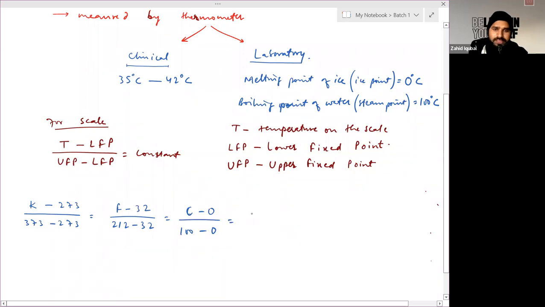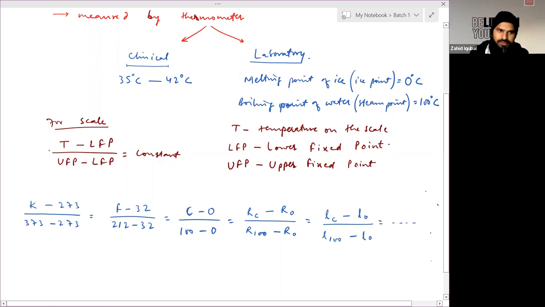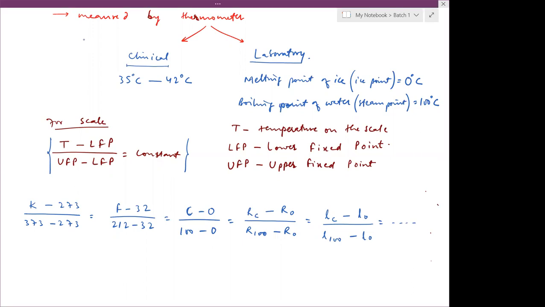In terms of resistance offered by platinum wire, resistance at some temperature C, resistance at 0 degrees Celsius, 100 degrees Celsius, 0 degrees Celsius. Similarly, it would be in terms of length of mercury column at some temperature C, length at 0, divided by length at 100 minus length at 0, and so on. So just use this particular relation and you can define a formula for any different scale. Hamza, any doubt? No, sir.